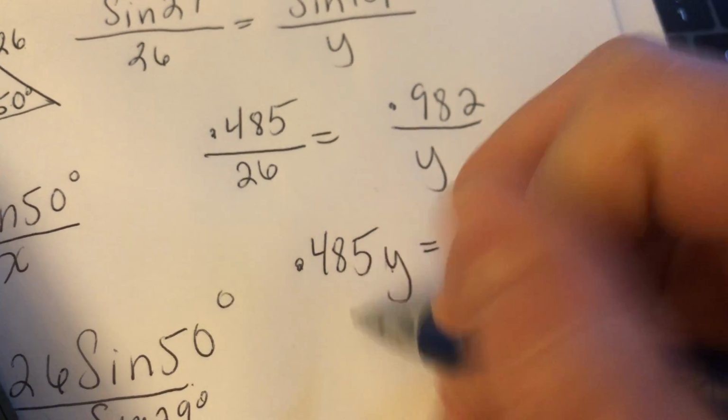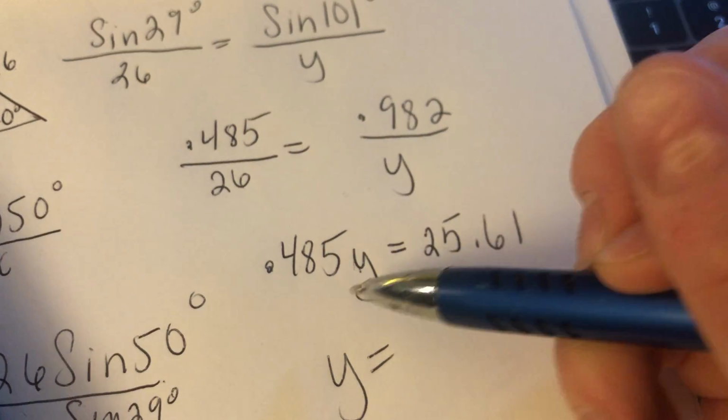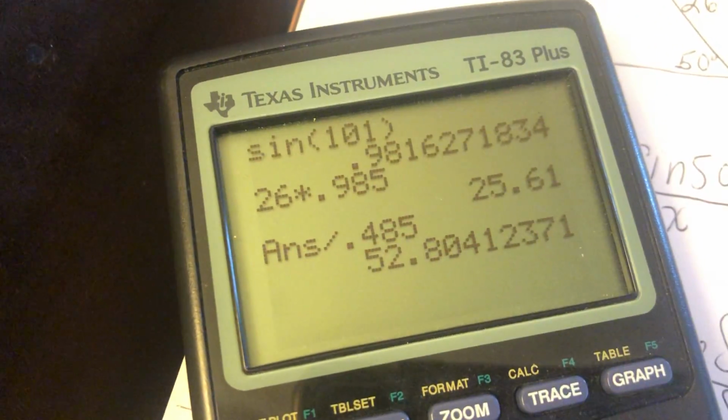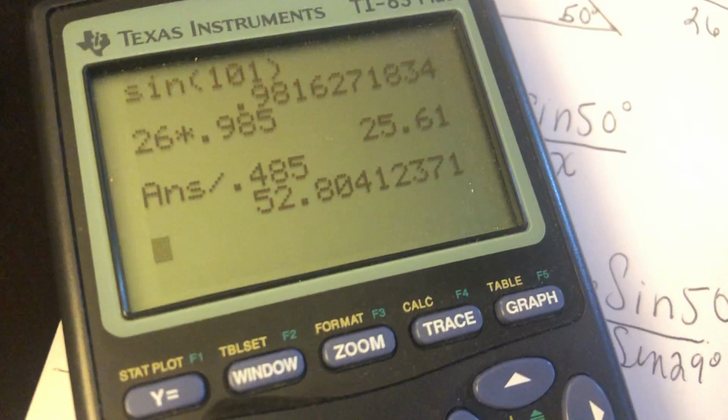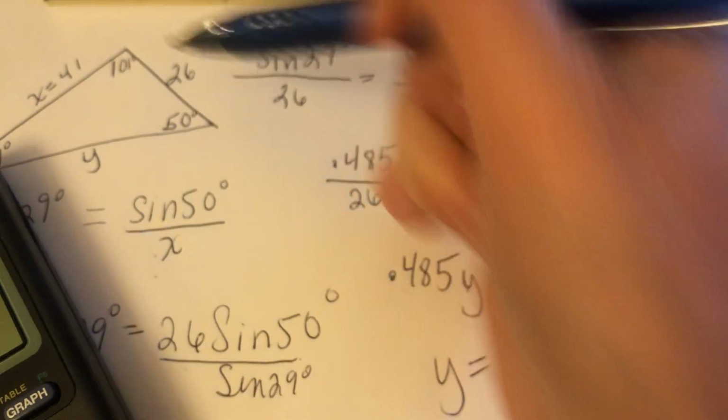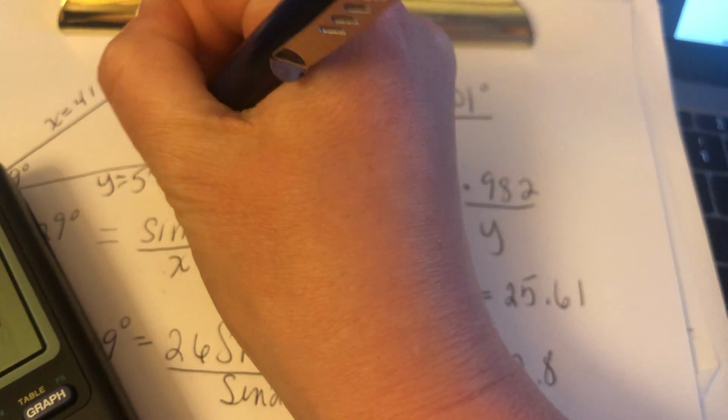Okay, and then to solve for y, I'm going to divide both sides by 0.485. So I'm going to take this here. Let's see, this calculator's old. It does it good. 0.485, and I'm going to get about 52.8. All right, so that means this leg here is about 53, right? If we're rounding, we could round to a whole number.